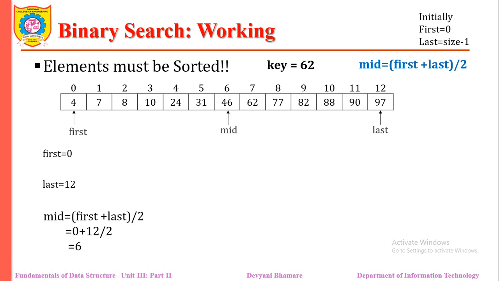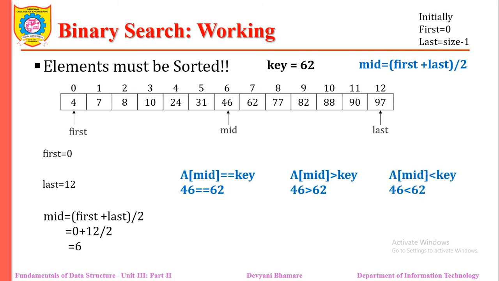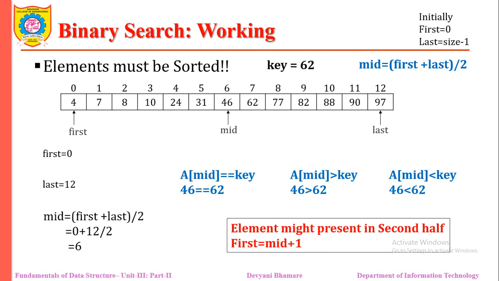Now the key element is compared with A of mid, which means 46 is checked. Is 46 equal to 62? No. Is 46 greater than 62? No. Is 46 less than 62? Yes. That means the element 62 is present in the second half part. So the element might be present in the second half part.